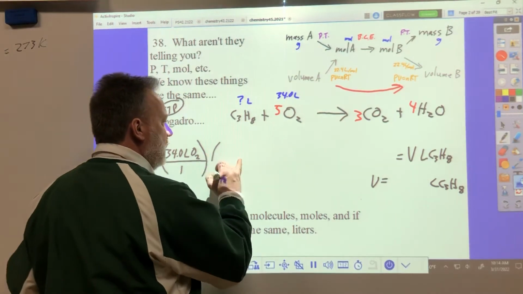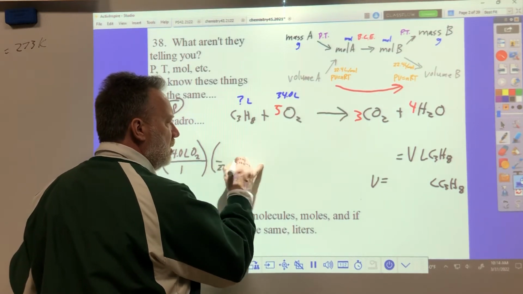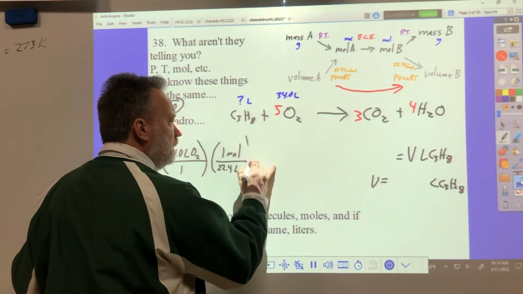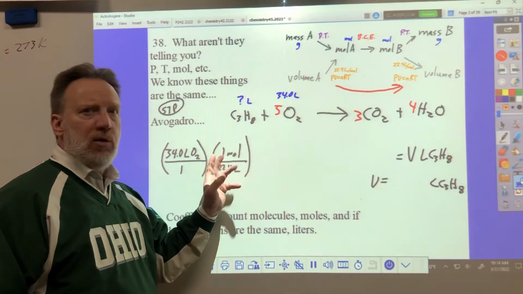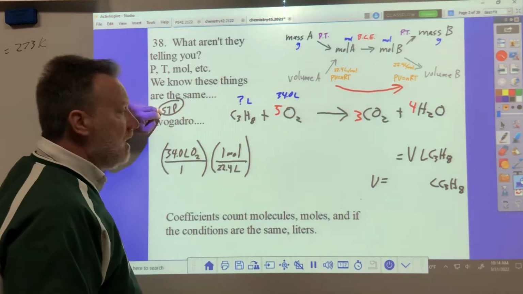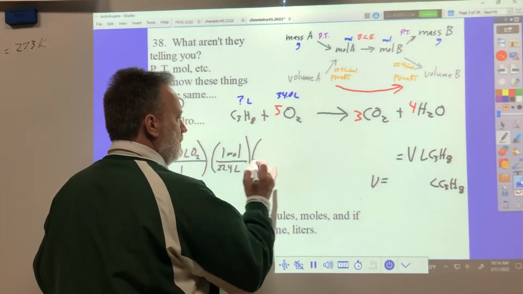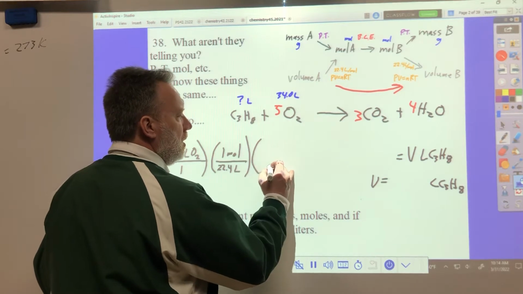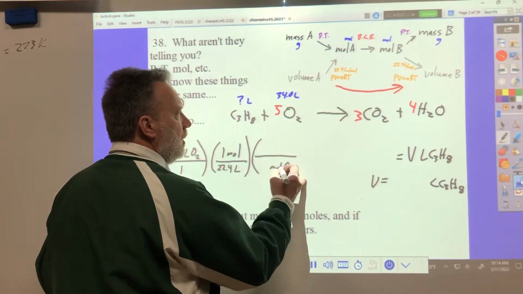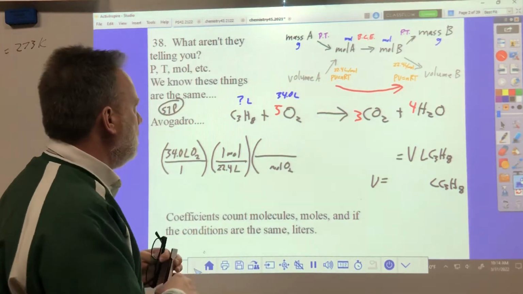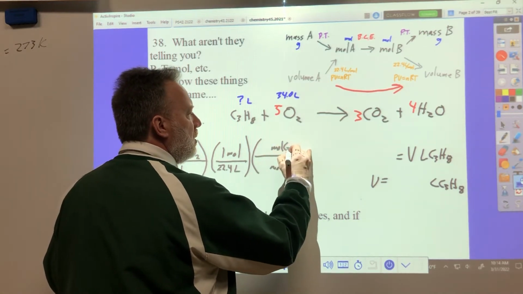Okay, so for every liter of oxygen, that's 22.4 liters is 1 mole. In fact, I'm not even going to label that for oxygen because that's true for every gas because of molar volumes. That's at STP, so I made it be at STP. And for every 5 moles of oxygen, you have 1 mole C3H8.